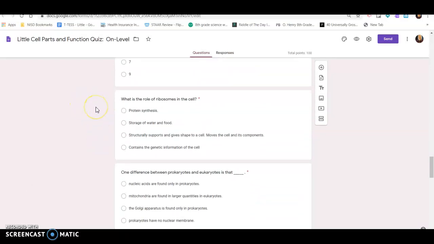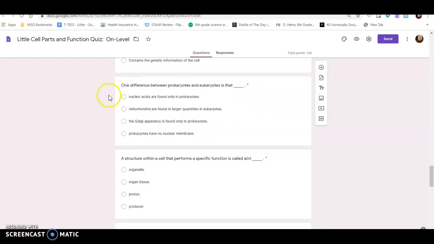Next question. What is the role of ribosomes in the cell? Protein synthesis, storage of water and food, structurally supports and gives shapes to the cell, moves the cell and its components, or contains the genetic information of the cell. One difference between prokaryotes and eukaryotes is that nucleic acids are found only in prokaryotes, mitochondria are found in larger quantities in eukaryotes, the Golgi apparatus is found only in prokaryotes, or prokaryotes have no nuclear membrane.